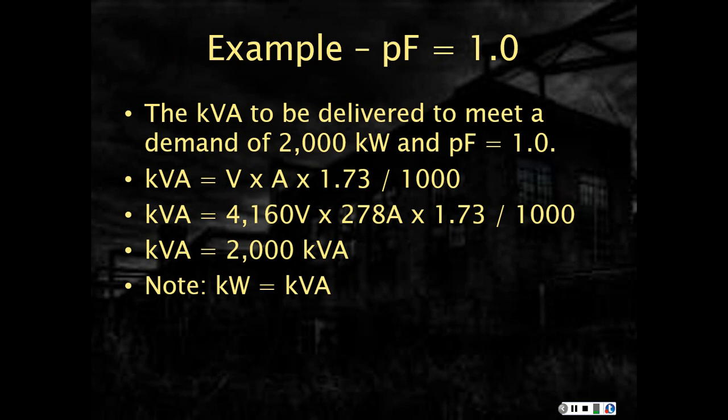Again, let's take a look at an example. The first example is a power factor of 1. This is the kVA the power company has to deliver to that building to meet the demand of 2,000 kW at a power factor of 1. If I solve for the kVA, volts times amps times 1.73 divided by 1,000, and run the math out, the kVA is 2,000 kVA. You should know that works out exactly like we'd expect: kVA equals kW.